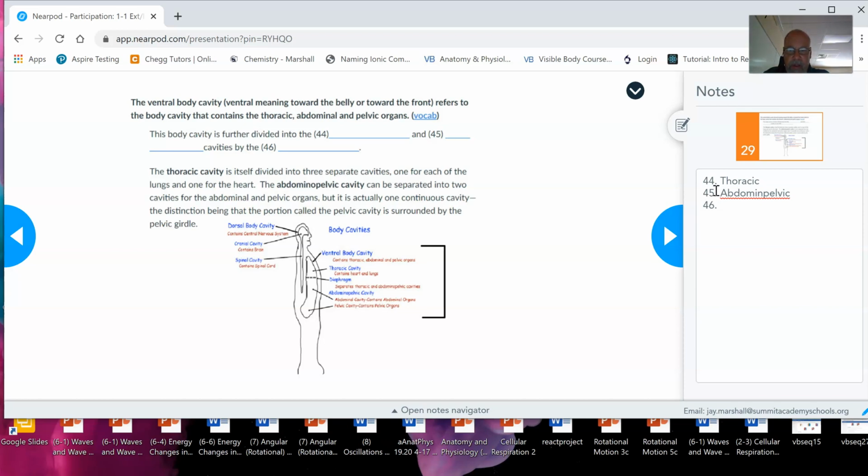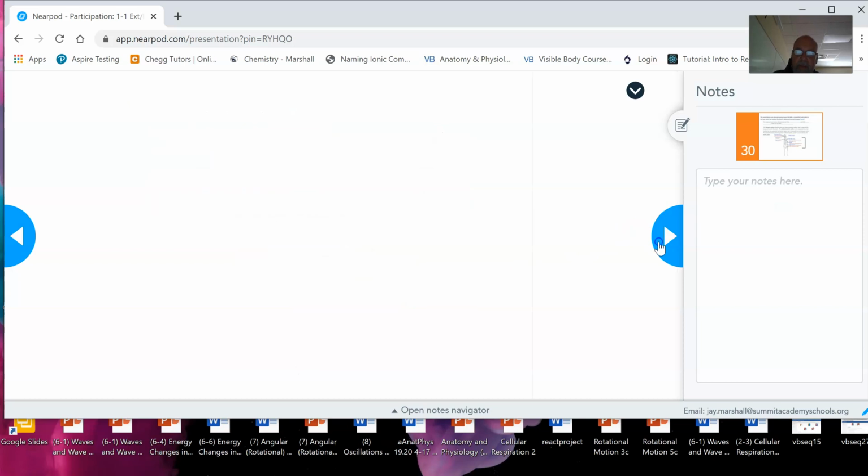Okay, the physical diaphragm here is what's dividing that. So there is actually a physical barrier between the two spaces. The abdominal pelvic cavity can also be separated into two cavities for the abdominal and pelvic organs, but this is actually one large continuous cavity, and you can see that here. And the distinction is that the portion surrounded by the pelvic girdle is going to be the pelvic cavity. So go ahead and go to the next slide.